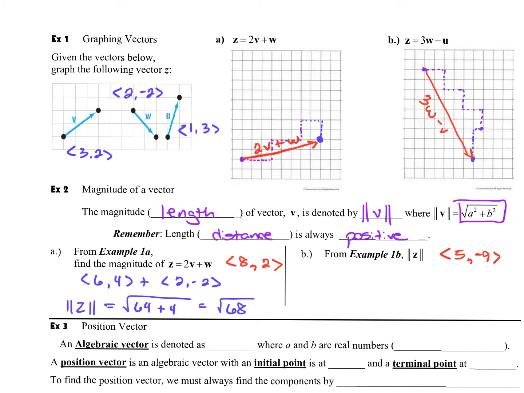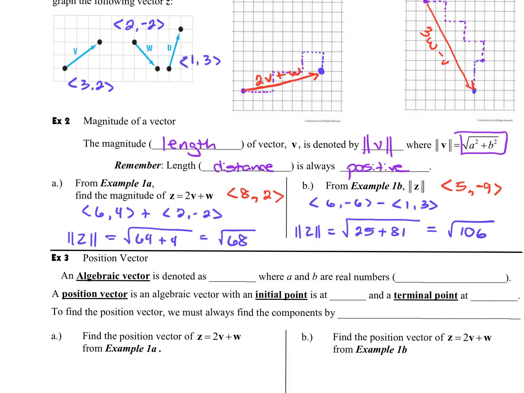We can repeat the process over here. So let's think about, where did this 5, -9 come from? Well, it was 3w. So let's rewrite our w vector as a 6 and a -6, and then minus our u vector, which was our 1, 3. So now we're going to do our 6 minus our 1 gives us our 5, and our -6 minus our 3 gives us a -9. So our magnitude of this vector is going to also be pretty straightforward. Using that new notation, we're going to have the square root of a 25 plus an 81 is going to give us a magnitude of 106.